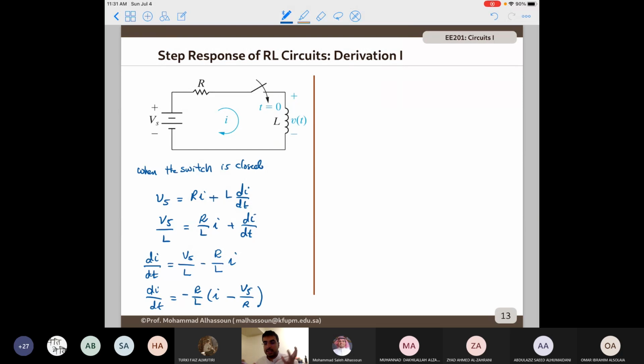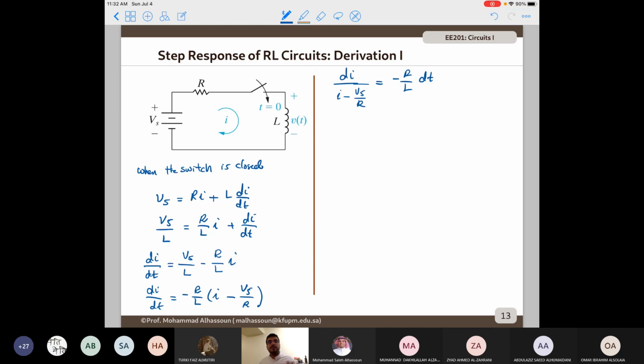Okay, I did not do anything, I just rearranged the equation to put everything in a standard way. The reason for taking R divided by L as a common factor is that we want the coefficient of i to be 1, and the reason for that is this. If I divide both sides by i minus Vs divided by R, I will get di divided by i minus Vs divided by R equals minus R divided by L dt.